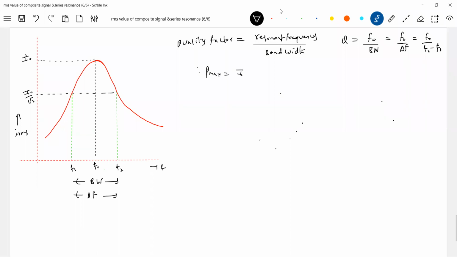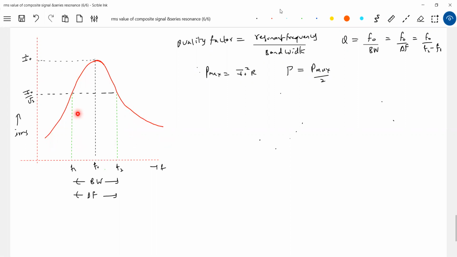P max is equal to I naught square by R. Then I'll consider all those signals, at least they should have power half of the maximum. So which signals will be useful for an application? This will contain information. The information will be spread here, everywhere from 0 to almost infinity.